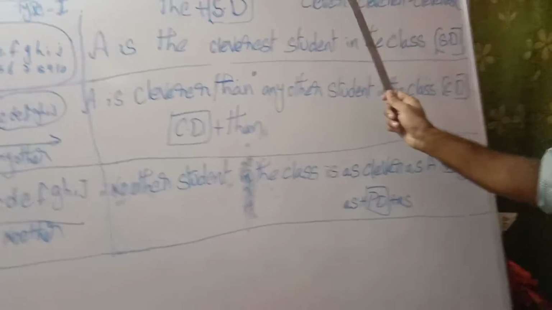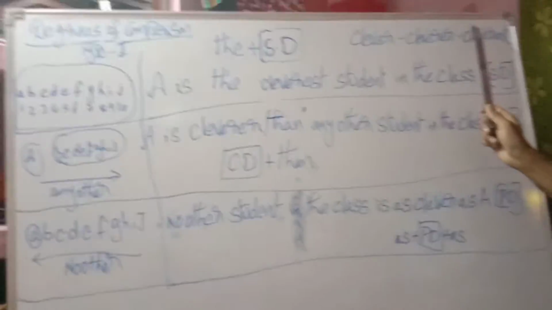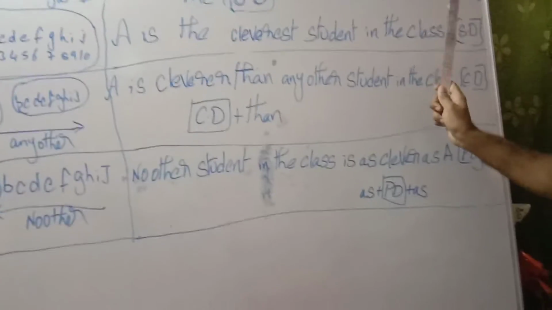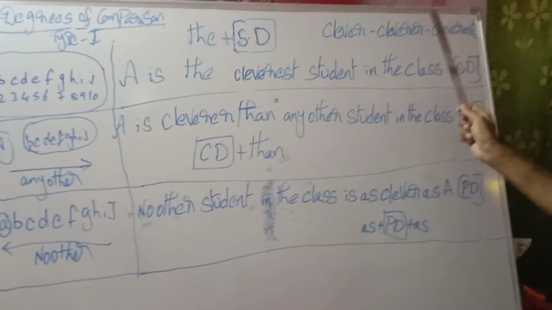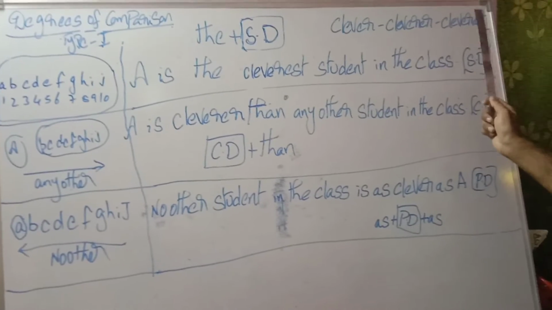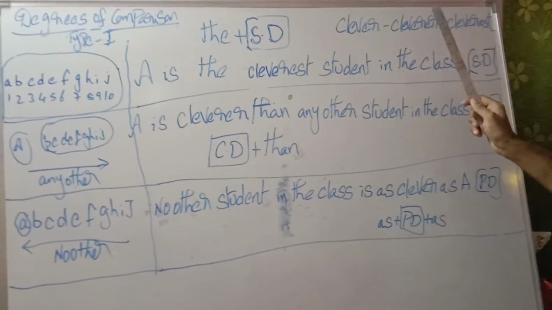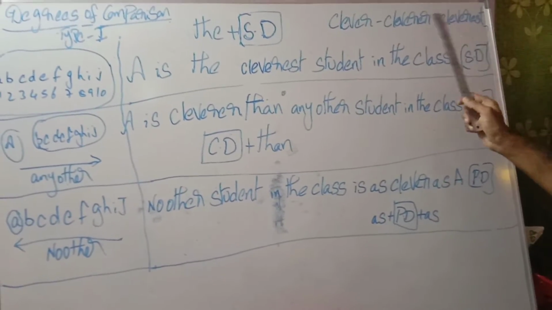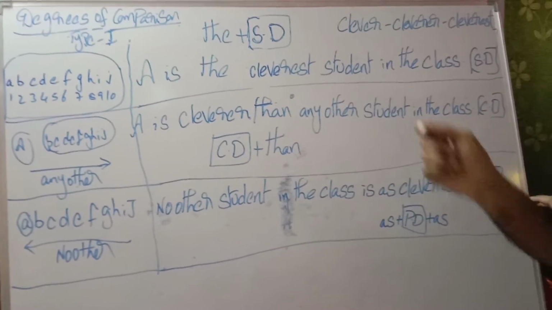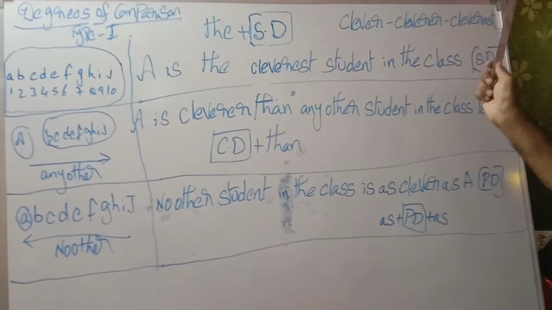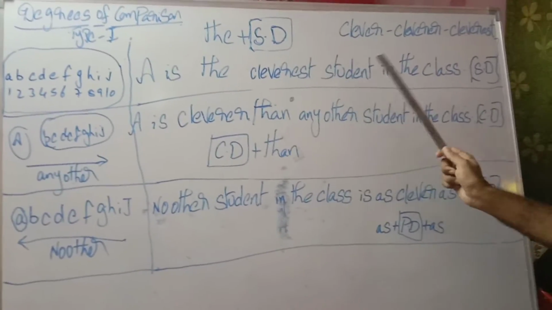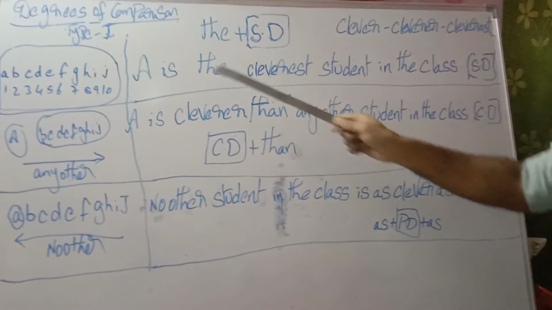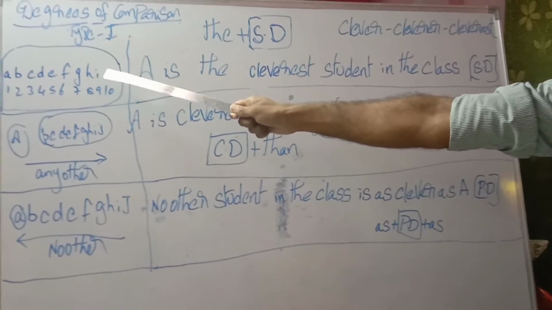Positive degree means it's saying about only one person. Comparative degree means we are comparing things, one to another, between two. Here this is cleverest. Superlative degree comes into the picture when there are n number of things, more than 2 things. So according to this, A is the cleverest student in the class because he got the first rank.